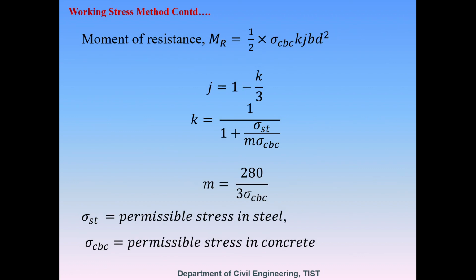These are the mostly used equations in the case of working stress method. In order to calculate the moment of resistance MR, the equation is half sigma CBC K j b d square, where j can be calculated by the equation 1 minus k by 3. k can be obtained from the equation 1 by 1 plus sigma st by m sigma CBC, or m sigma CBC divided by m sigma CBC plus sigma st, where m can be calculated by 280 by 3 sigma CBC. The values of sigma CBC and sigma st are obtained from the table given in the IS code.